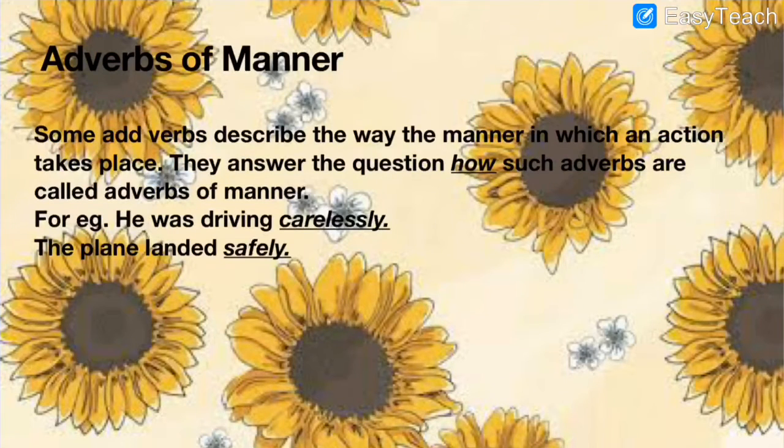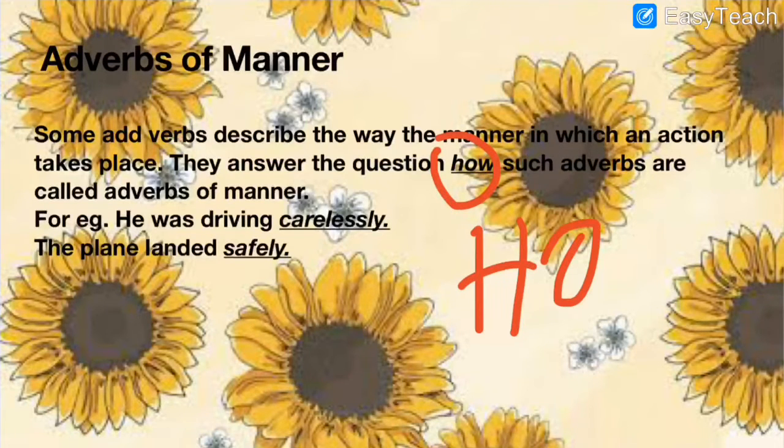Now, what is an adverb of manner? Manner means how you do it. So, the question that you will ask in this is how. So, for example, as I told you, these adverbs will describe the way in which the work was done. Like for example, he was driving carelessly.